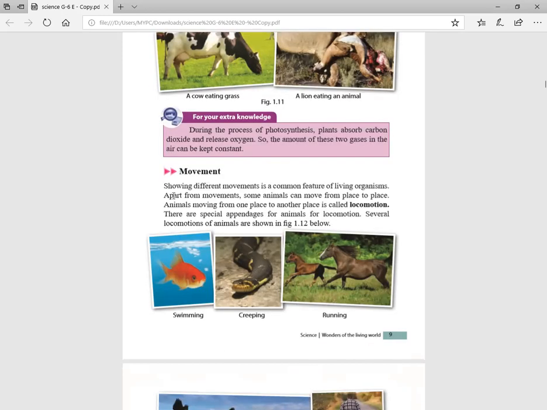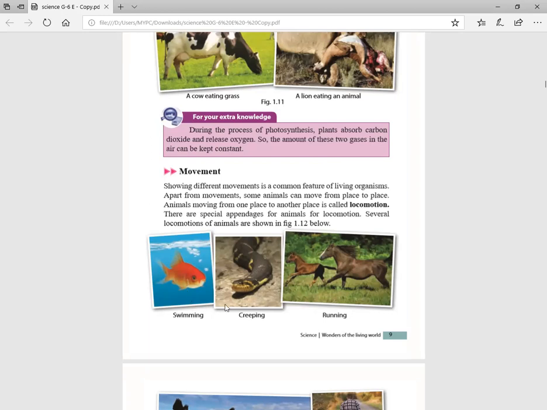Other one, movement. Showing different movements is a common feature of living organisms. Apart from movement, some animals can move from place to place. Animals moving from one place to another is called locomotion. There are special appendages in animals for locomotion. Several types of locomotion of animals are shown in the figure below.